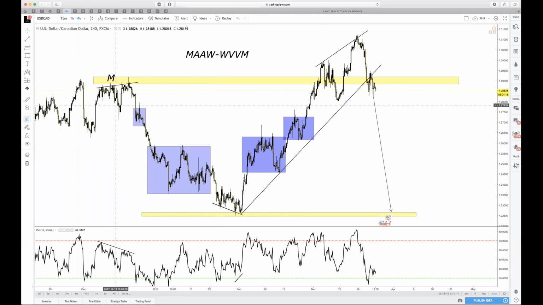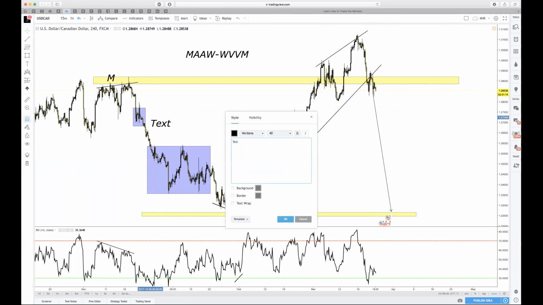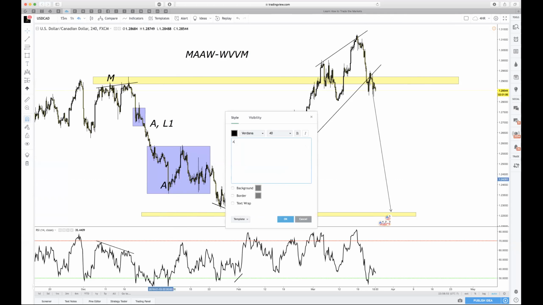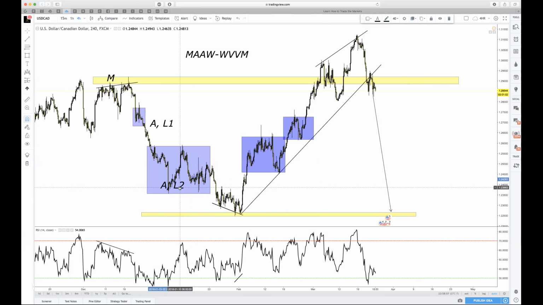So this is an M. Level 1 is right about here. That's called A or level 1, okay? And then there is a level 2 right about here. That's called another A or level 2, consolidation. These are the consolidation boxes.